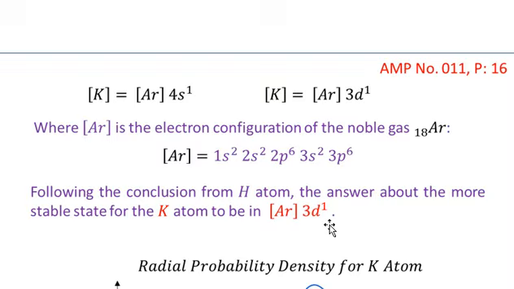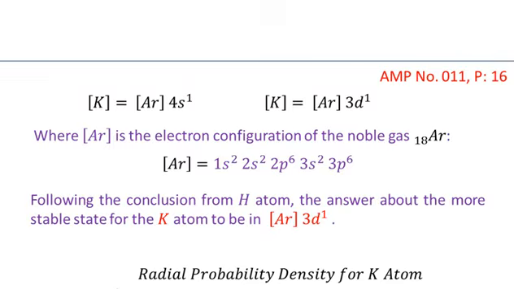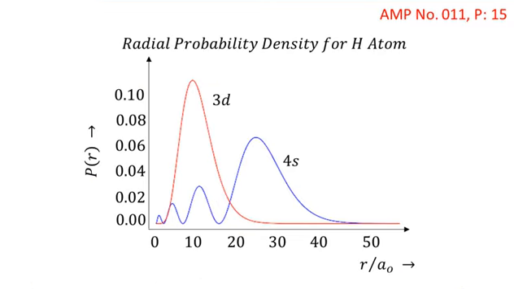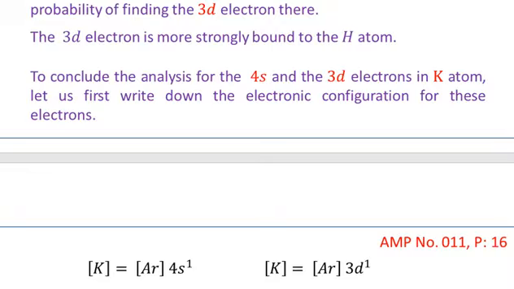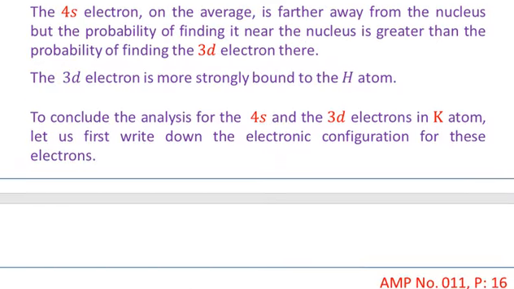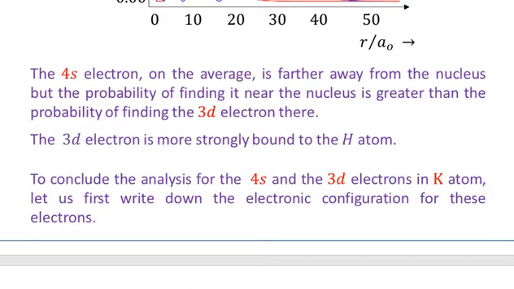So you see that if you apply the knowledge from the previous diagram, we can say, for example, in the case of the hydrogen atom, that there is more probability for the existence of the hydrogen atom in the 3d state rather than in the 4s state, because on average the probability for the hydrogen atom to be in the 3d state is higher.